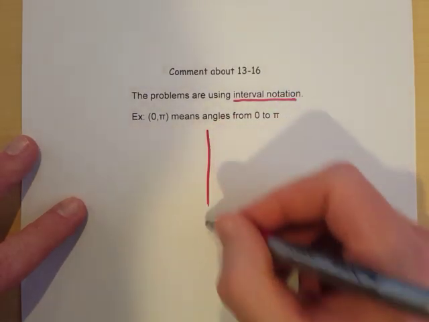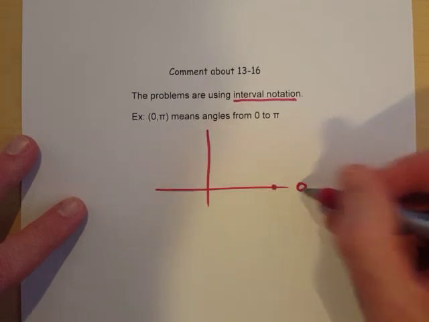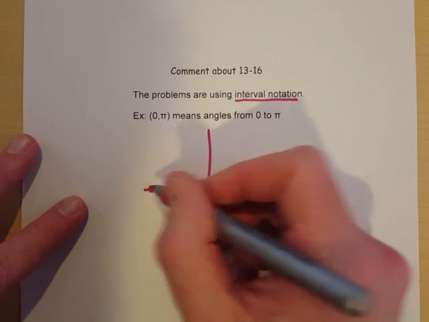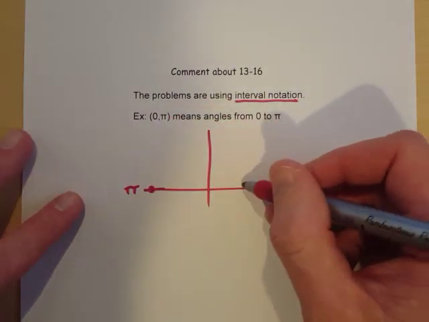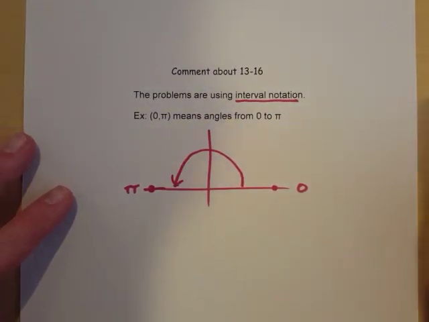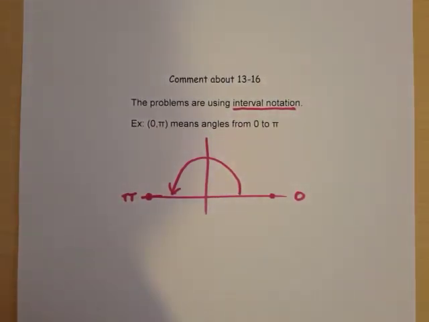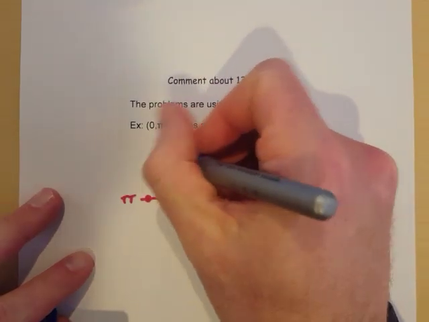If you want to interpret this in terms of a picture, here's 0, and pi is halfway around the circle, so right over here is going to be pi. So when it says 0 to pi, that means everything including and in between those two quadrants. So that's talking about every angle in either quadrant 1 or quadrant 2.